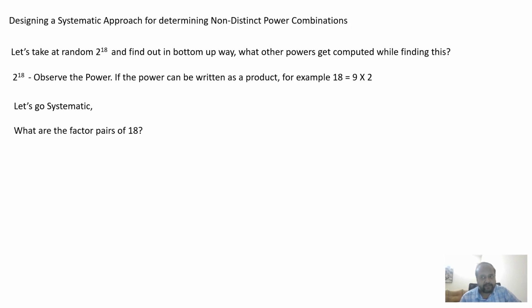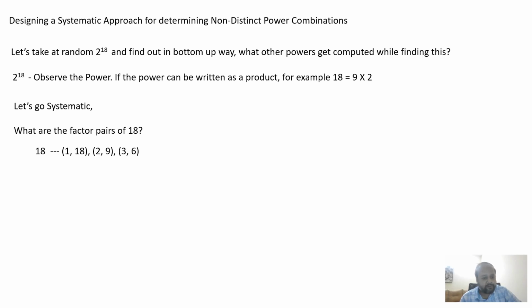So what is a factor pair? A pair of numbers that, when you multiply, gives you the target is a factor pair. So 9 comma 2 is a factor pair of 18. If you start from 1 and write out all the factor pairs of 18, they are 1 and 18, since 1 into 18 is 18, 2 into 9, again 18, and 3 into 6.